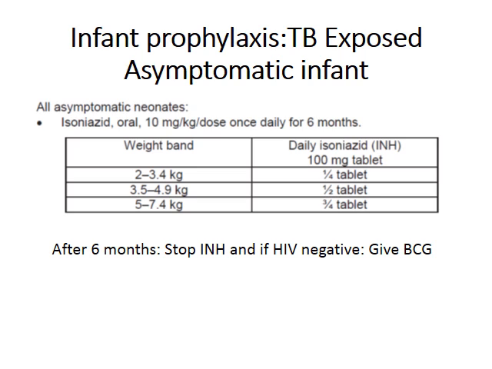After 6 months, you will stop the INH and recheck the HIV status of the child. If the HIV is negative, you can give the BCG at that stage. But if the baby is HIV positive, we will not give BCG as it is a live vaccine and there is a risk of disseminated BCG disease.